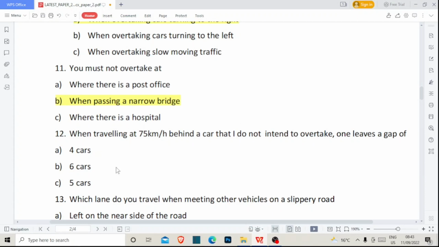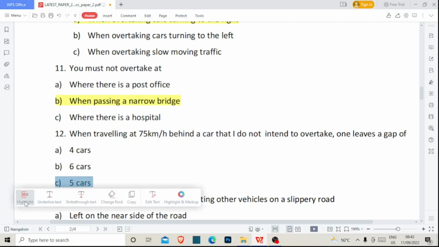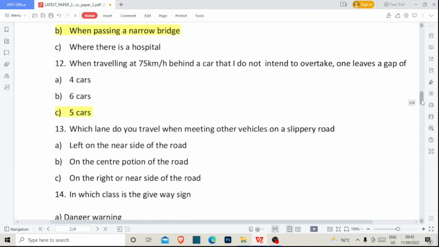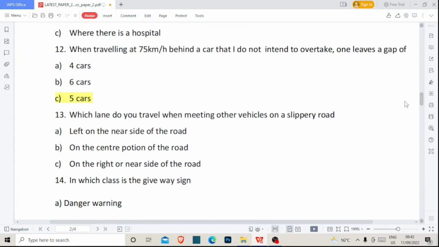So if 15 kilometers per hour equals 1 car gap, what about 75 kilometers per hour? That's simple proportion, right? And so the only way to calculate that is to say 15 equals 1. What about 75? So we just say 75 divided by 15, and the answer for this one will be 5, because 5 times 15 will give us 75. So that's the correct answer. Yes, C. Let's go for number 13.